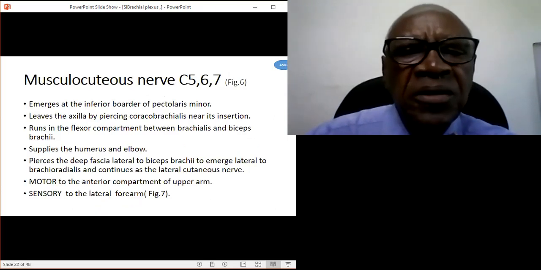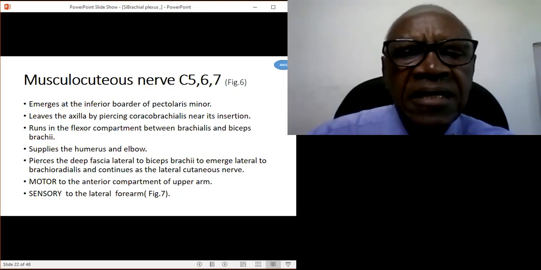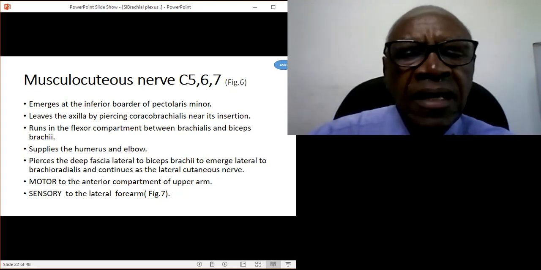The musculocutaneous nerve. It emerges at the inferior border of the pectoralis minor. It leaves the axilla by piercing the coracobrachialis near its insertion. It runs in the flexor compartment between brachialis and biceps brachii. It supplies the humerus and the elbow joint.